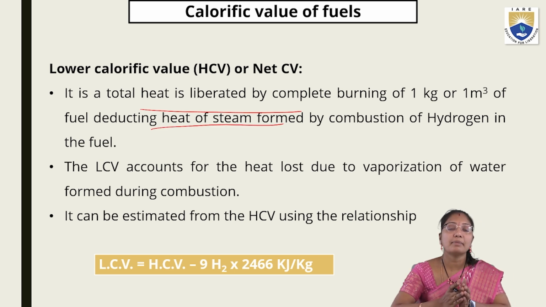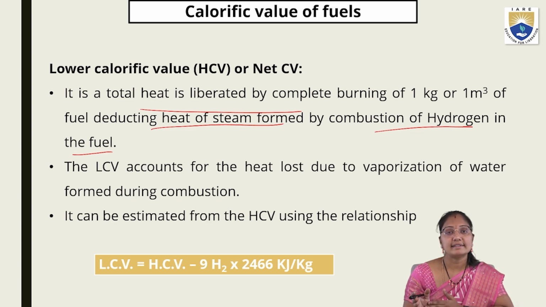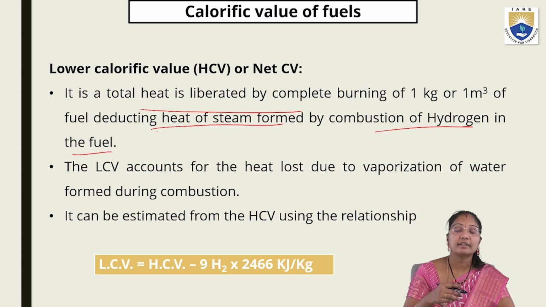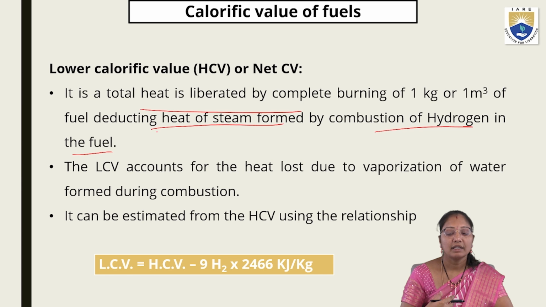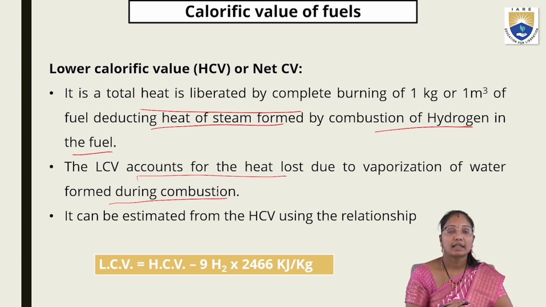HCV means it is the maximum amount of heat. We are including the steam. Here we are excluding the steam produced or formed in the process of combustion of hydrogen in the fuel. So we are adding this steam in HCV, while in LCV we are excluding it. Deducting the heat liberated due to the steam from the combustion of hydrogen is called the LCV. The LCV accounts for the heat lost due to vaporization of water formed during the combustion process.